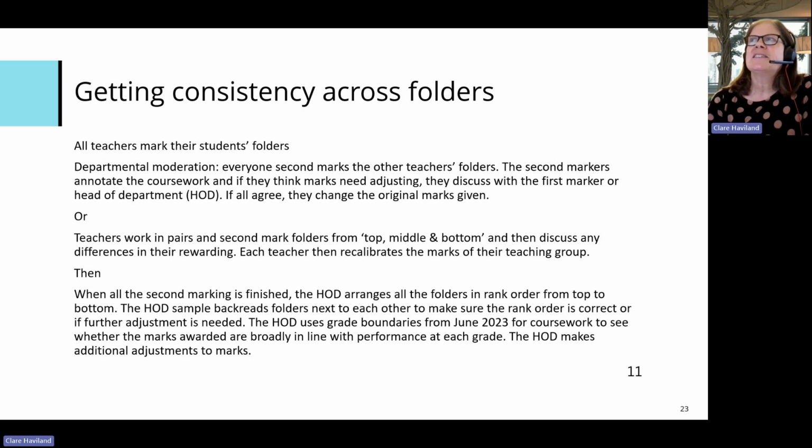Another issue can be getting consistency across folders. So there are different patterns of moderation. I've done two patterns. One is every single folder is double marked. It's obviously very time consuming, but every piece of work is seen by at least two people. Other people might do paired marking exercises. So I sit with John. I look at his top, middle and bottom, and he looks at my top, middle and bottom, and then we compare whether a top with me is similar to a top with him, or do we need to go back and adjust? Like, have I been not generous enough? Do I need to up all of my marks slightly?